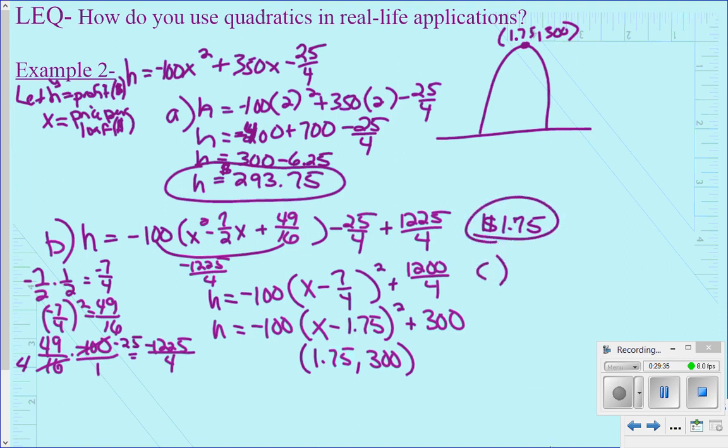Part C says, what is the maximum profit? Well, we just figured that out when we found the vertex. It's the y part of the vertex. So the maximum profit, and I know that because y is the profit, is going to be $300. Okay. So that takes care of our example problems for today.